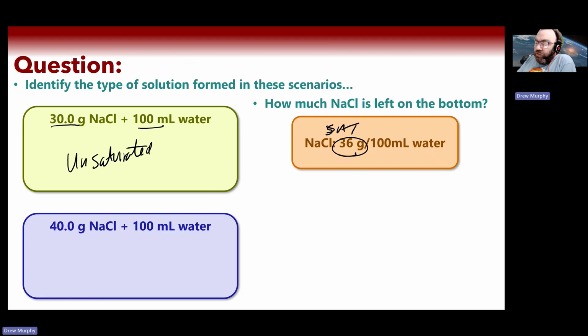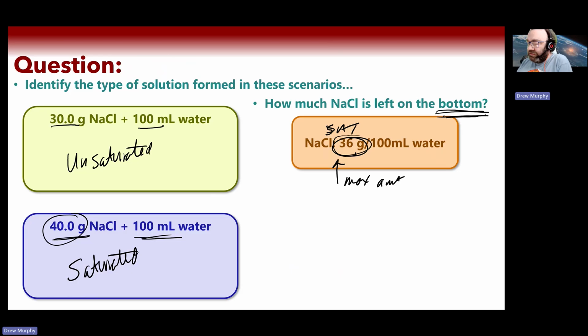Okay, if we put 40 grams in 100 milliliters of water, this is more than the max amount. Okay, now remember we said supersaturated is going to be rare, so I'm not going to call it super. We're going to call this saturated. Okay, and if it's saturated, you're going to have some left over on the bottom. And we want to know, can we figure out how much is left on the bottom? Okay, let's think this through. Remember, saturated means the max amount. So our max amount is 36 grams, and we put in 40 grams.